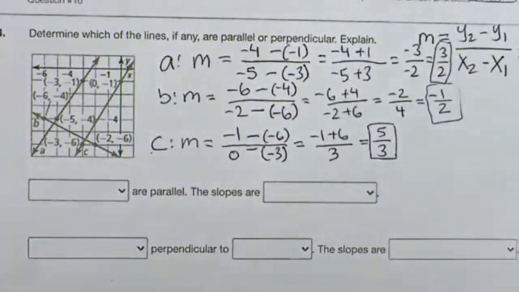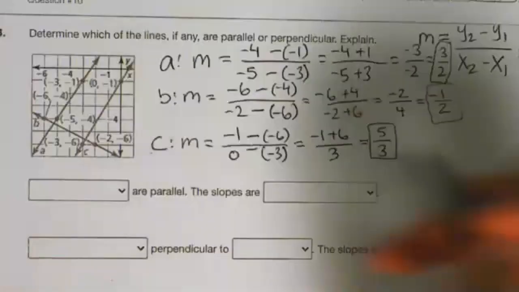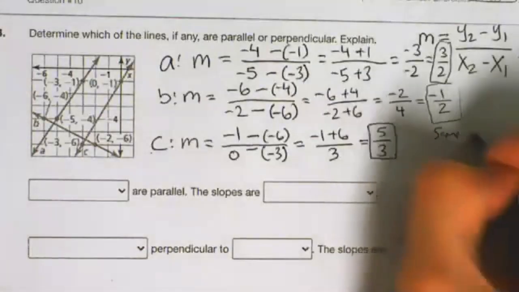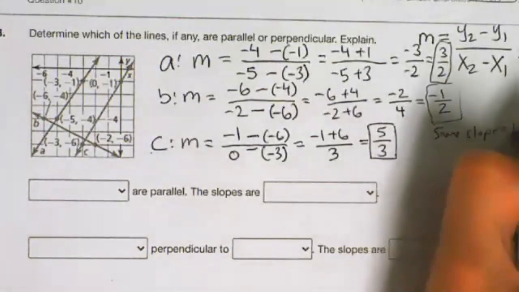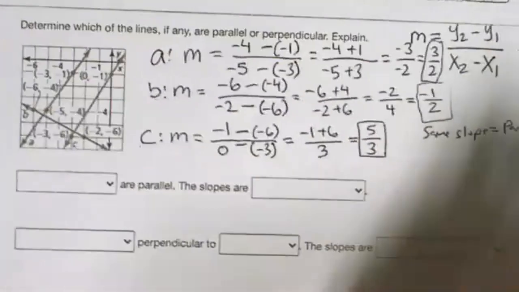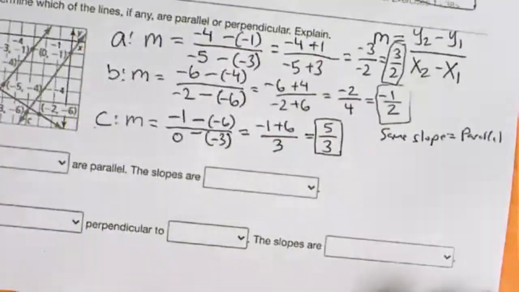So we have our three slopes, and now we need to determine if any of them are parallel and perpendicular. But to that end, we need to discuss what makes lines parallel and what makes lines perpendicular. In order for lines to be parallel, they're supposed to have the same slope. So same slope equals parallel. The same slope is parallel.